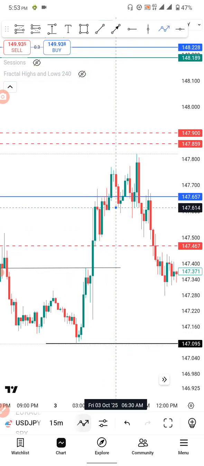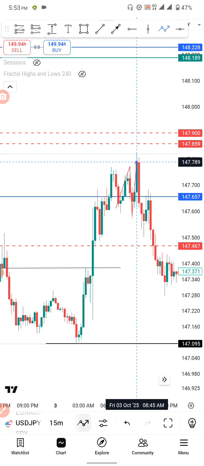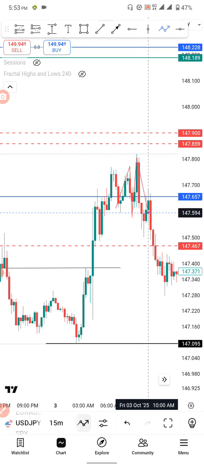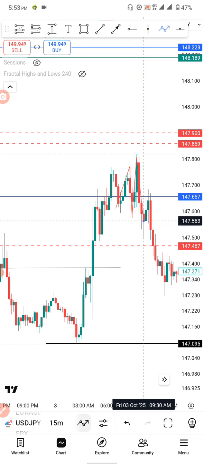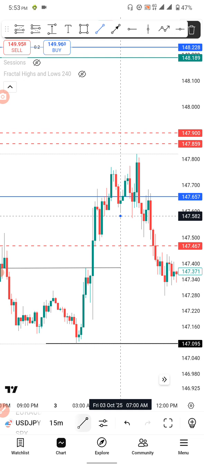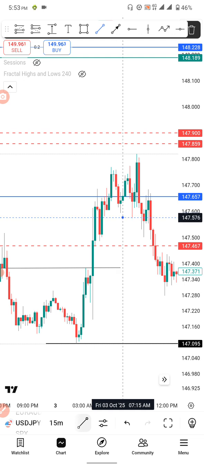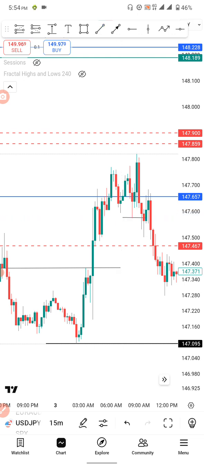It has made this high, it made this low. It broke above here with candle closures, and then it still broke below here with candle closures, confirming for us the shift to the downside. So this is the high we have.